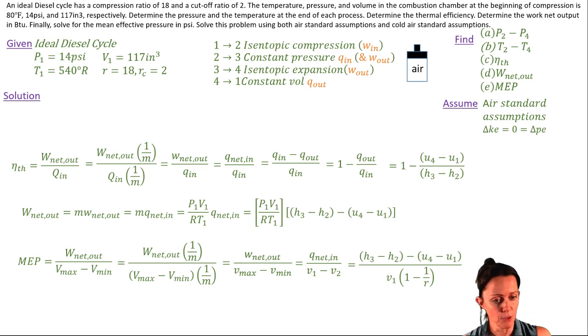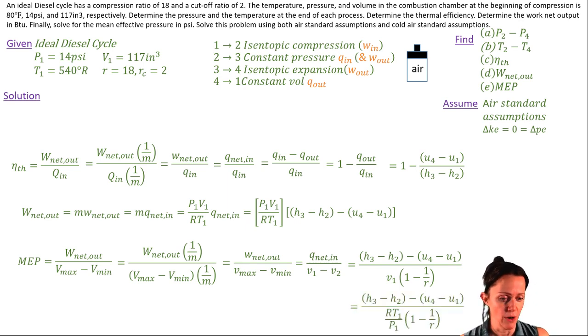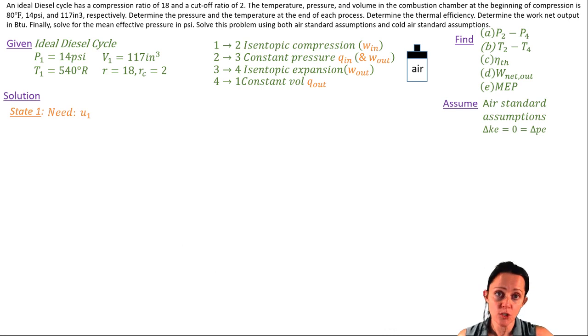So you can look at those last two equations on the denominator. V1 times 1 minus 1 over r. Well, 1 over r would be V2 over V1. So you can see if I multiply by V1, it would give me my V2. So both of those are the same, just different ways of writing it. And that specific volume I can define in terms of the ideal gas law. So I'm ready to start plugging in numbers.